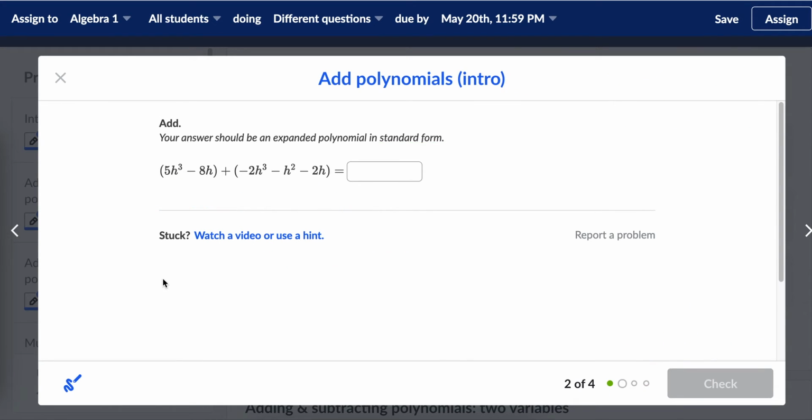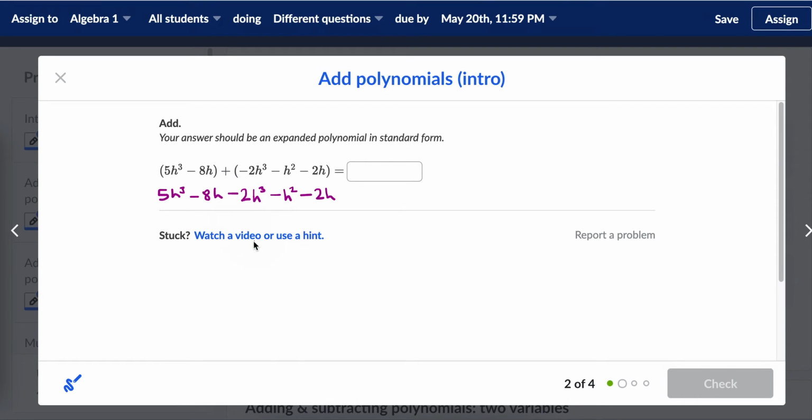Another question here, same idea again. Notice you don't need the parentheses. All you're doing is adding, so all the signs remain the same. So we're going to look at this as 5h cubed minus 8h, this is plus negative, so minus 2h cubed minus h squared minus 2h. We're not actually changing the signs in here at all. We're just adding it up. We're just taking away the parentheses, and there's a plus there, so that plus kind of disappears because it's not really needed. You keep whatever signs are inside.